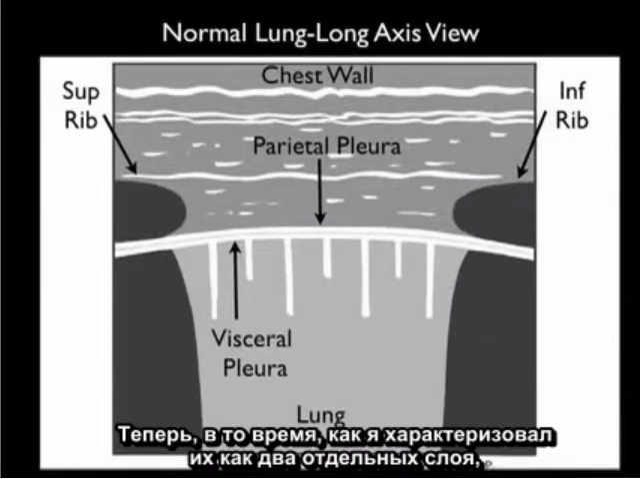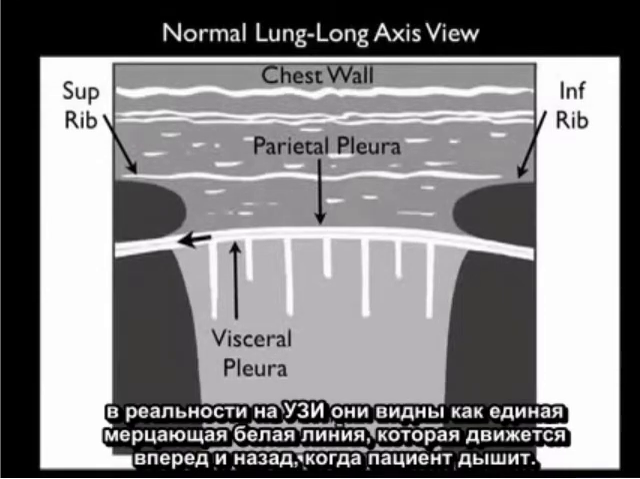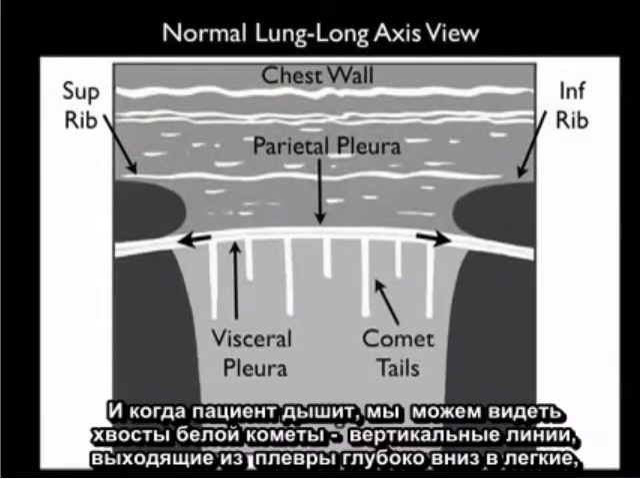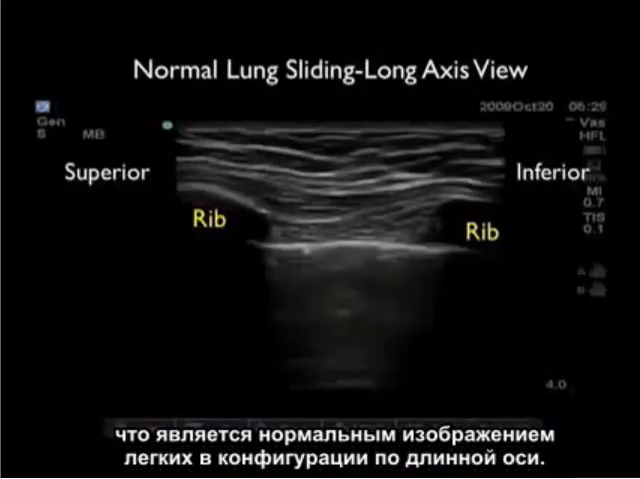Now, while I've depicted these as two separate layers, in reality on ultrasound examination they're seen as a single shimmering white line that moves back and forth as the patient breathes. And as the patient breathes, we can see white comet tails, or vertical linear lines, coming off the pleura down deep into the lung. So that will be the normal finding of a lung in long axis configuration.